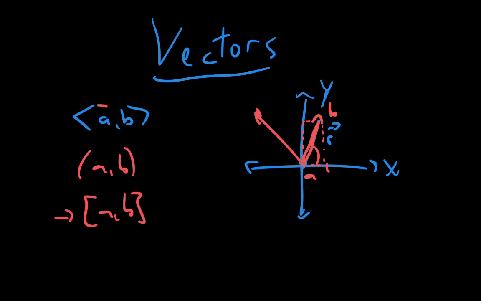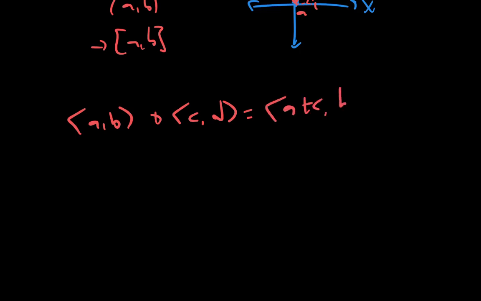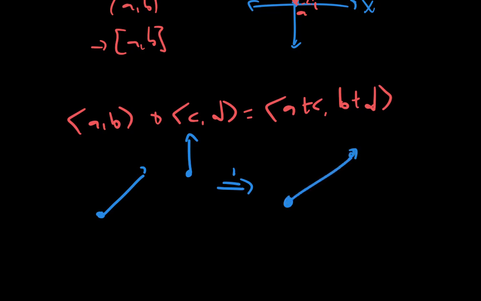Vectors can be added, so if we have a comma b plus c comma d, you can say a plus c comma b plus d. Geometrically, we can also do the tip to tail. We could say, okay, we can do that and then that, and that's our vector.